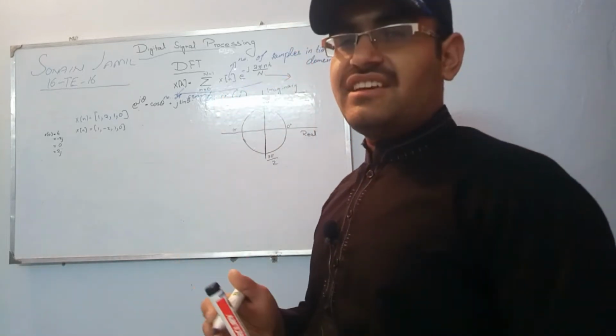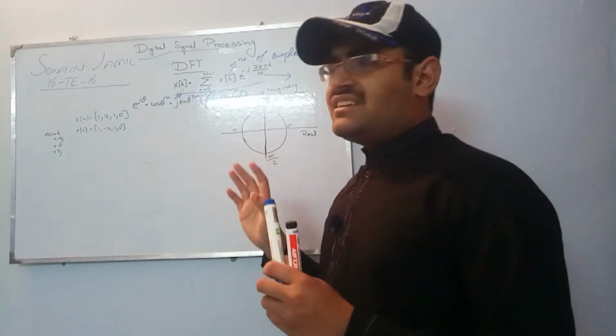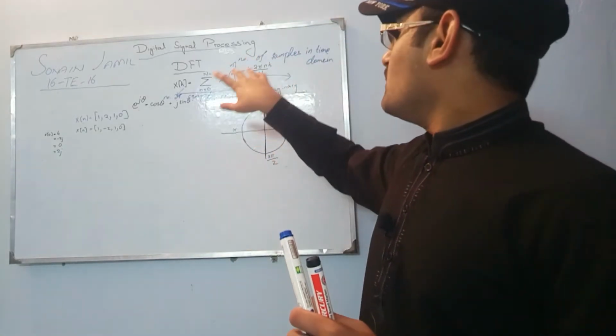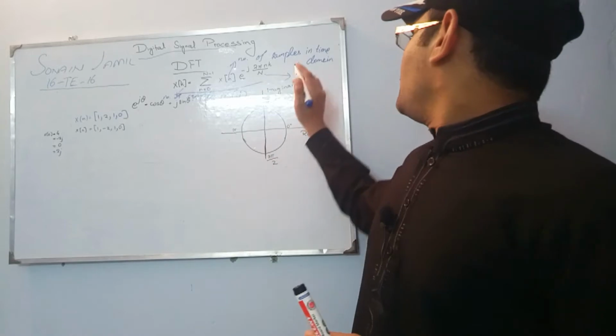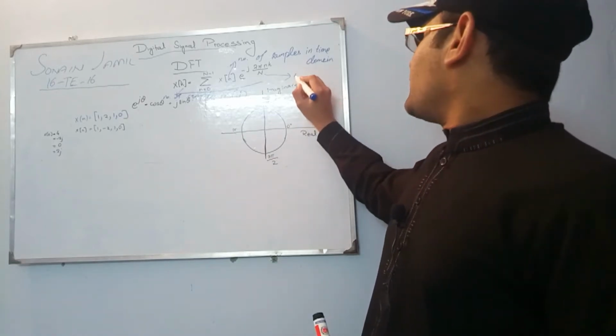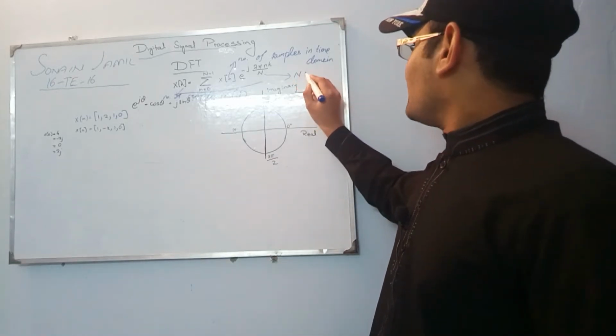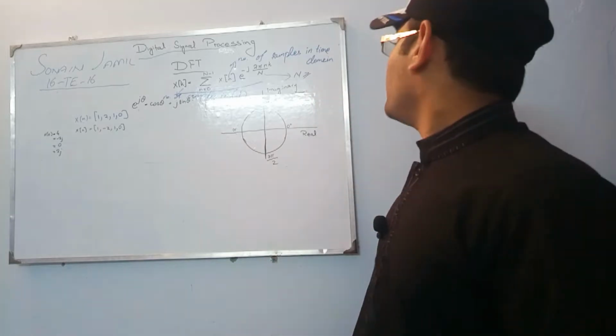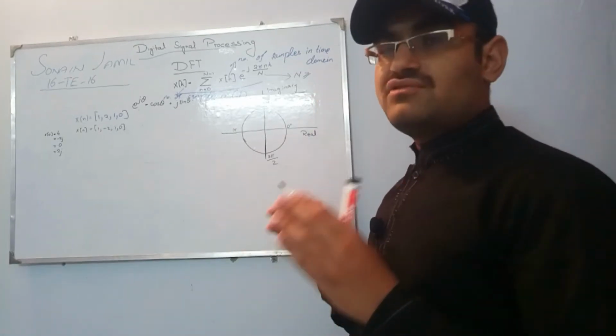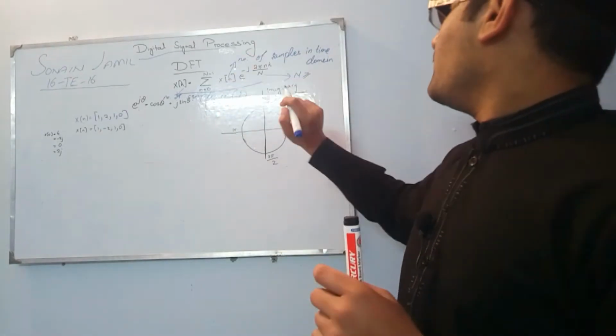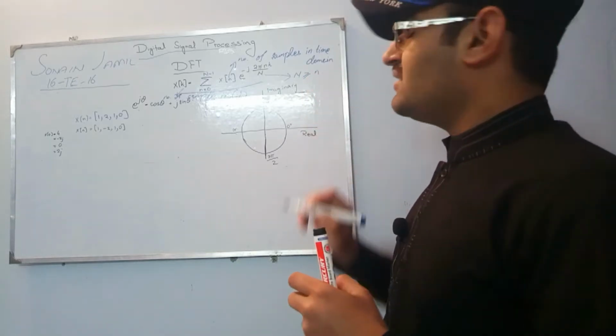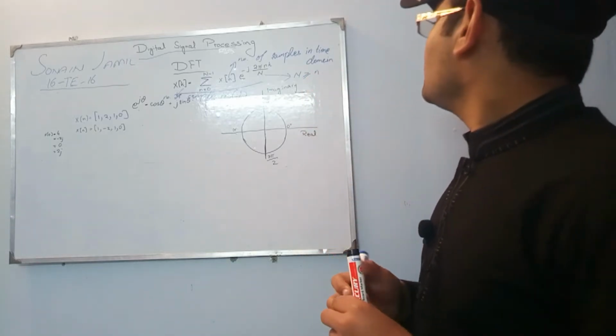What is capital K here? Capital K can be either greater than or equal to the number of samples in the time domain, N samples.